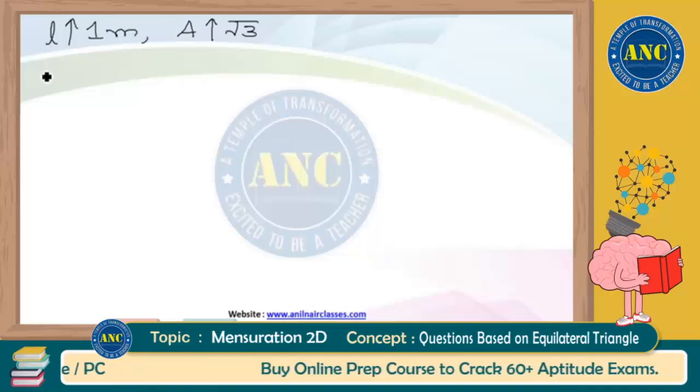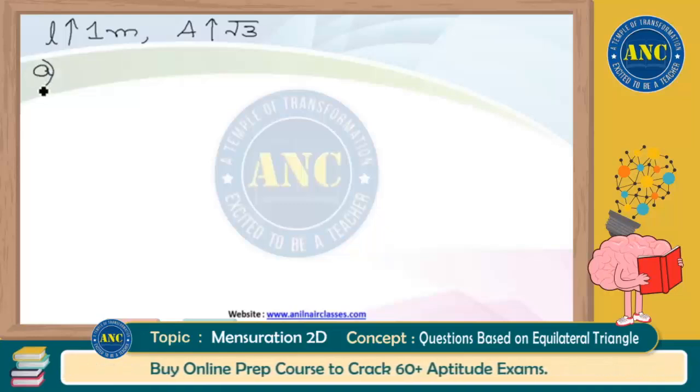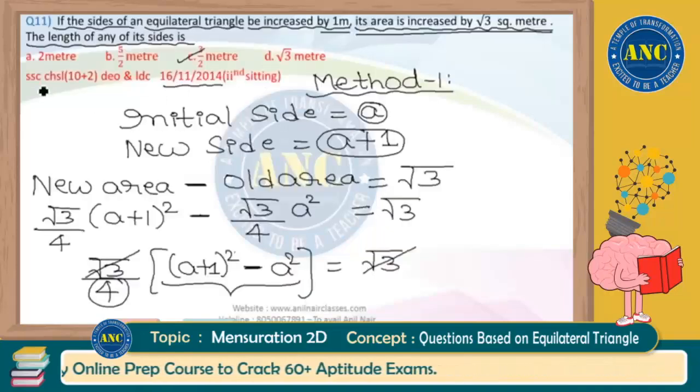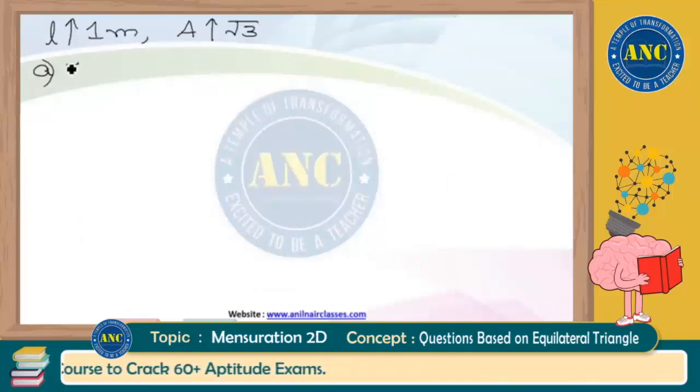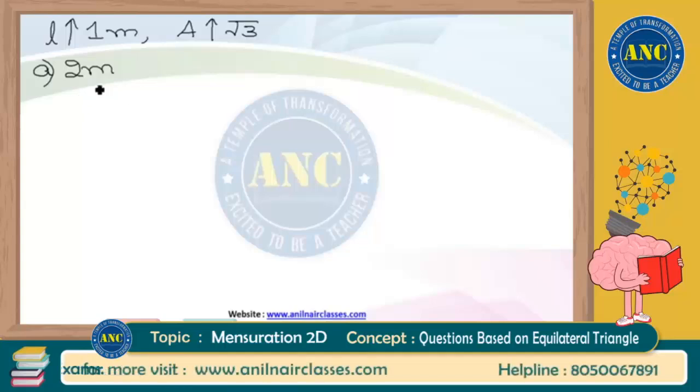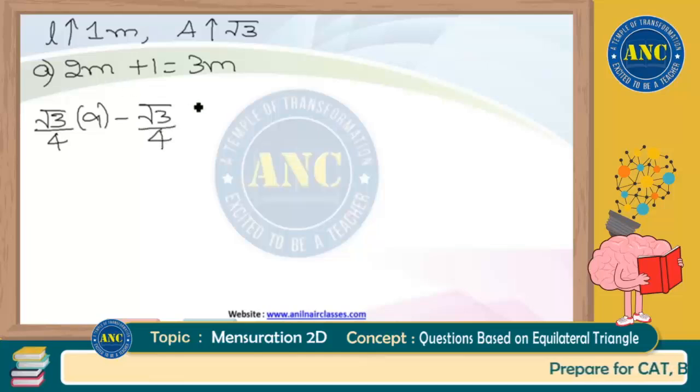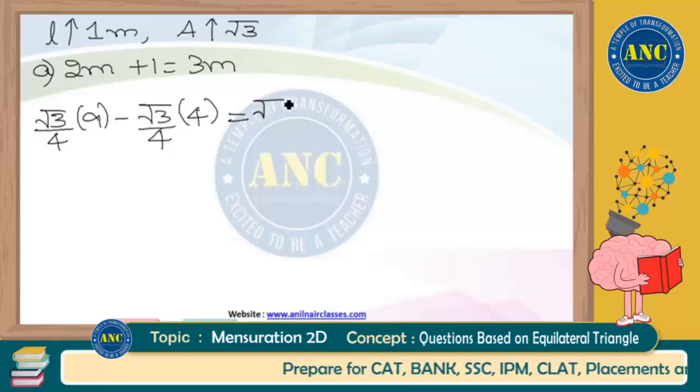That means I will start solving by answer options. First option is 2 meters. That means the initial length is 2. Now the new length becomes 3 meters, right? What is the new area? New area is root 3 by 4 into 3 square, 9. Old area is root 3 by 4 into 2 square, 4. When I take the difference, it should be root 3.